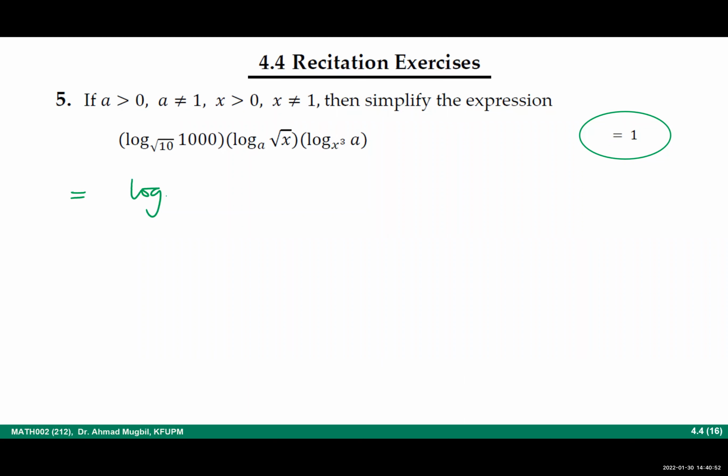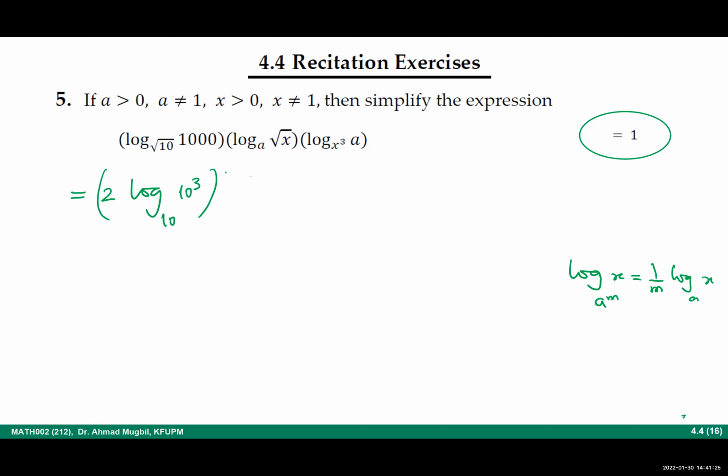A half. So again, by using the same formula, log a to the power m of x is 1 over m log a of x. I change the base from a to the power m to a. So we will change now the base from square root of 10 to what? To 10. So we will have here 1 over what? 1 over a half, which will be 2. So this is the first expression. Here we have 1,000, which is 10 to the power 3. So this is the first part.